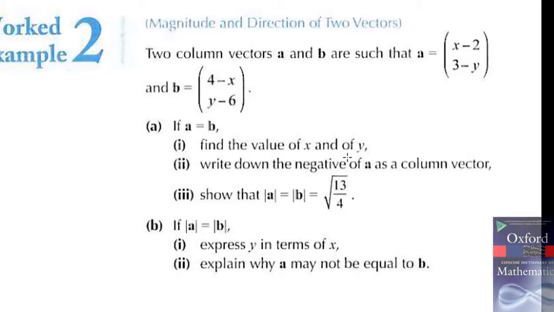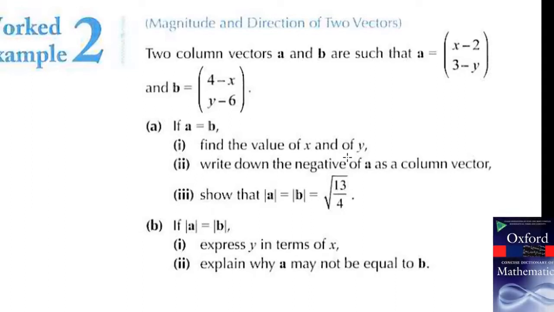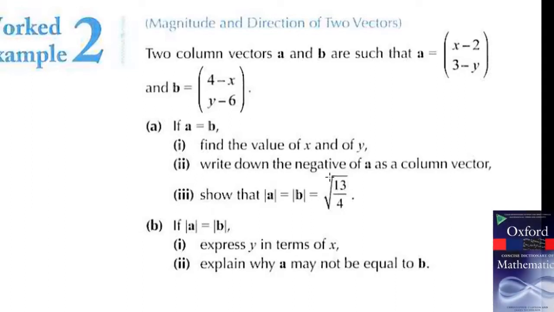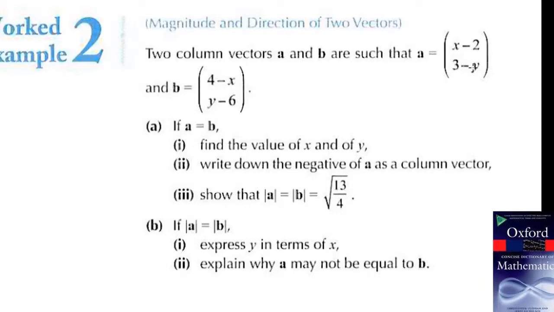Very simple. If vector A and vector B are the same, then we can find the values of x and y. Write down the negative of vector A as a column vector. Very simple, we just replace the symbols: x becomes negative, 2 becomes positive, 3 becomes negative, y becomes positive.